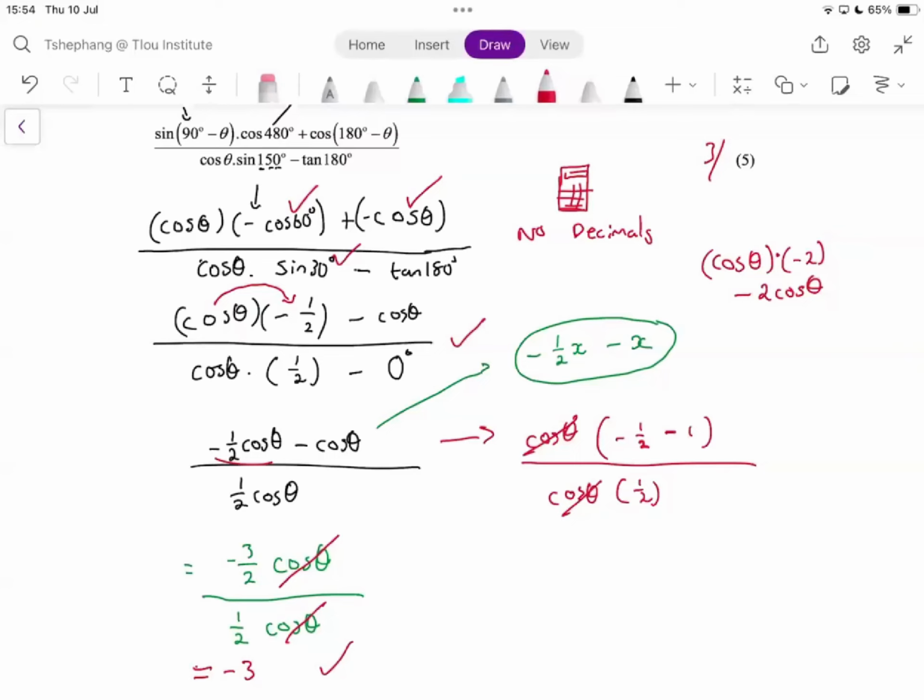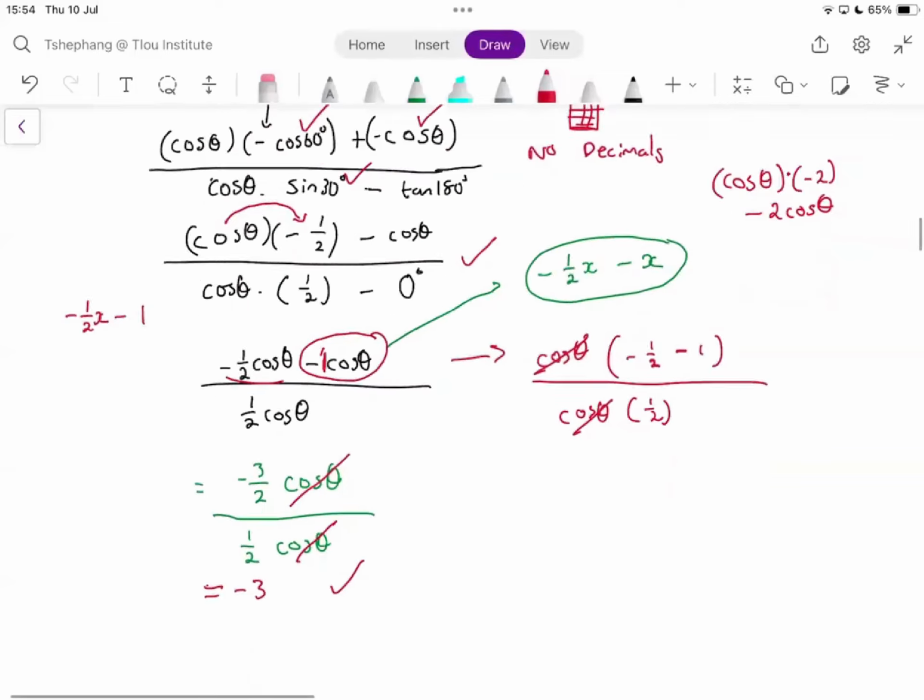What happened to the negative cos of theta? This is the negative cos of theta that you guys are referring to. So we have like terms. We have negative half of x minus 1. So there's 1 there in front. Negative half minus 1. That's what happened to it. Okay, perfect. Moving on.